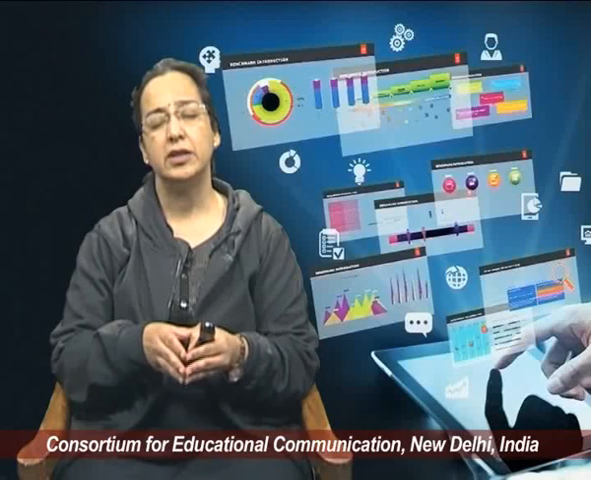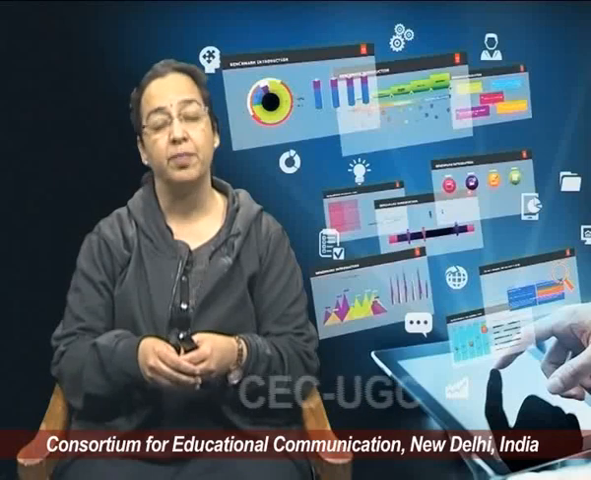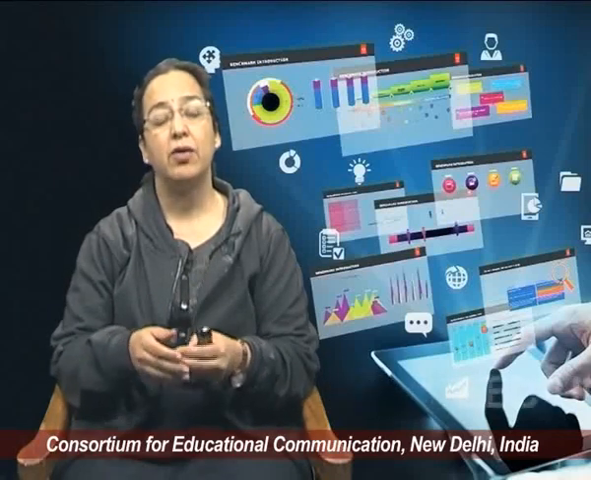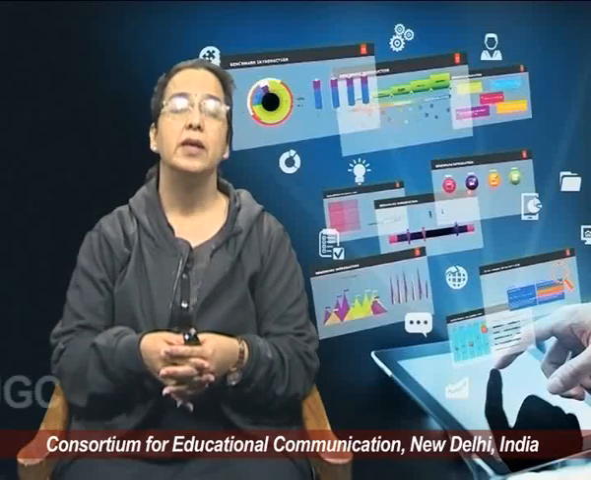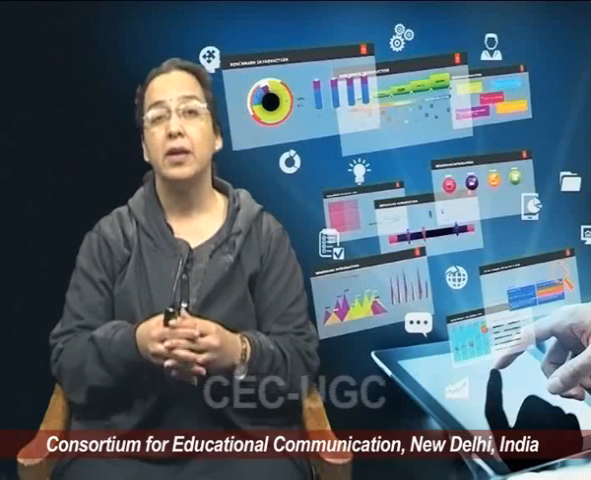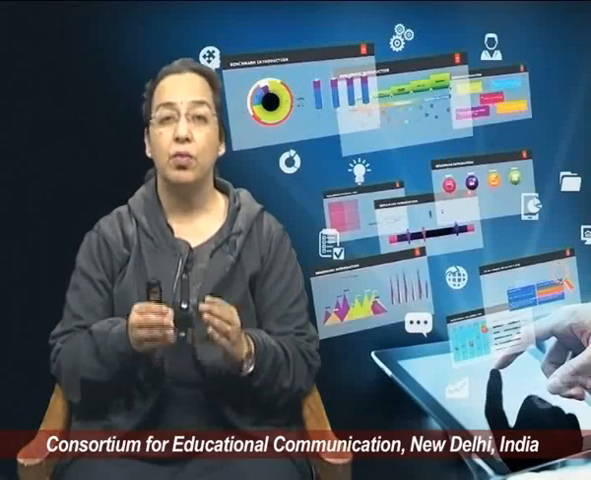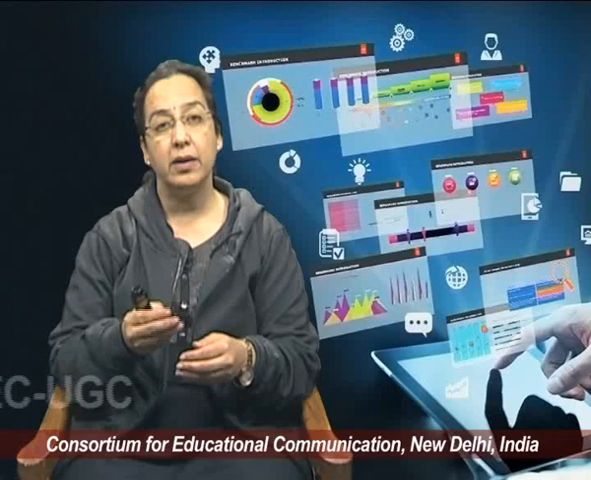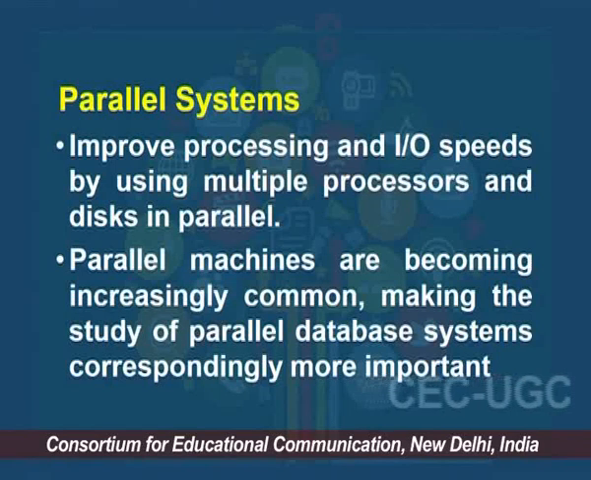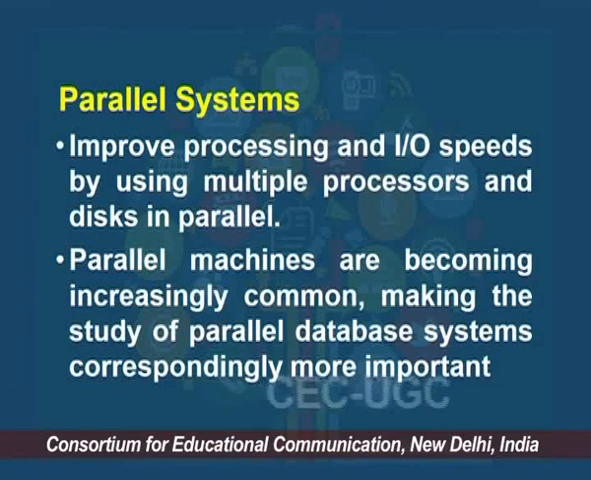So, till this point, we have seen the client server systems and the server system architecture. The next in the line of database system architectures is the parallel systems. When we talk about parallel systems, it means there are multiple processors and multiple disks working in parallel. The requirement for these kinds of systems is that they improve processing and also input output speeds. So the speed of the whole system can be increased by using the concept of parallelism.